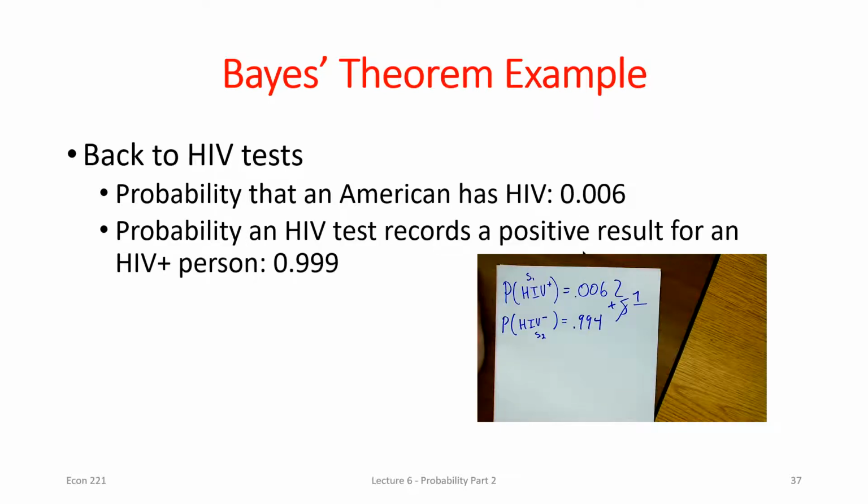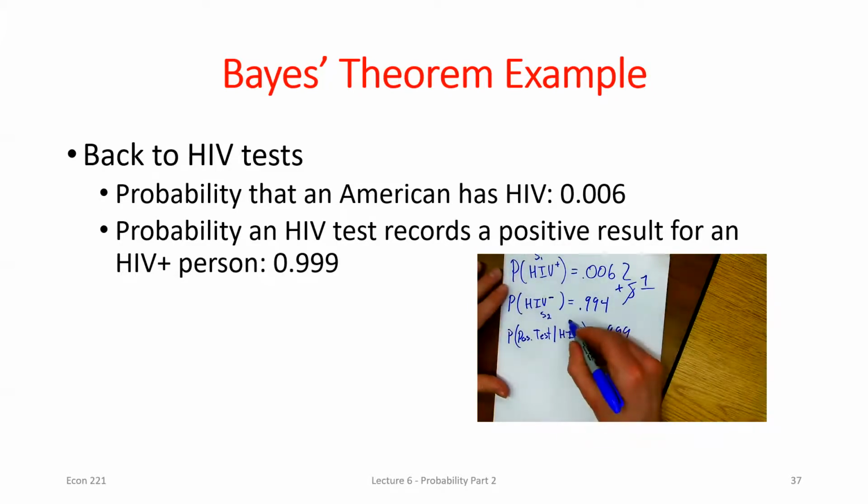Now the next thing we're given here is the probability an HIV test comes back positive for a person who actually is HIV positive is 0.999. So these are really good tests at identifying it if you have the disease. Or said differently, given that somebody is HIV positive, the probability that we get a positive test result, I'll just write this POS.test, we were just told was 0.999.